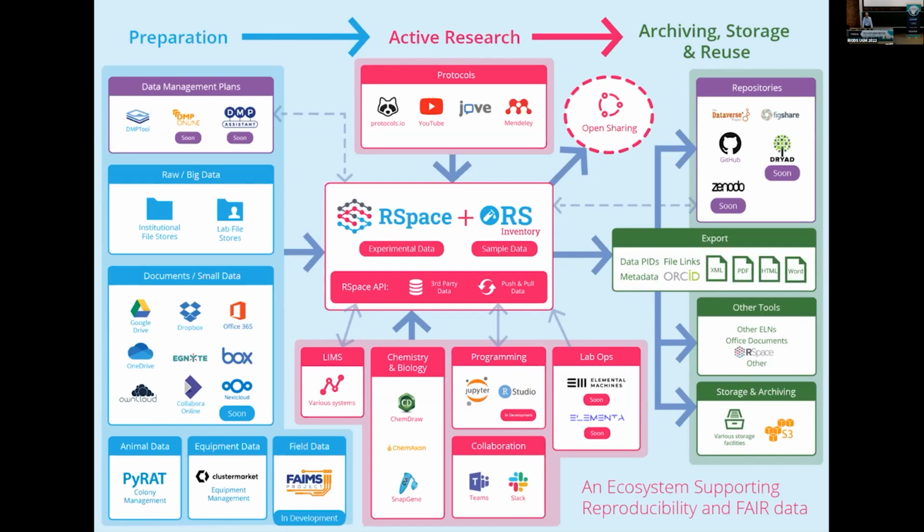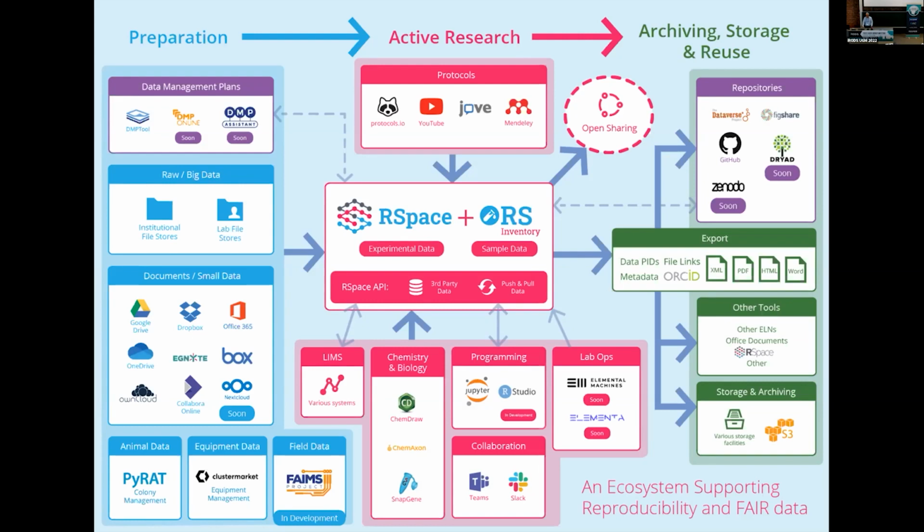But what makes RSpace is basically three components. One is the classic electronic lab notebook. It's got a fully featured, very modern sample management system, which is deeply integrated with the electronic lab notebook, allowing association of sample data and metadata with experimental data. And it's got a full set of REST APIs, allowing integrations and extensions with other tools.